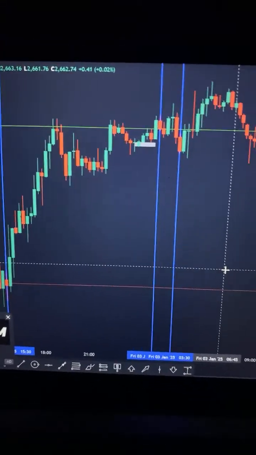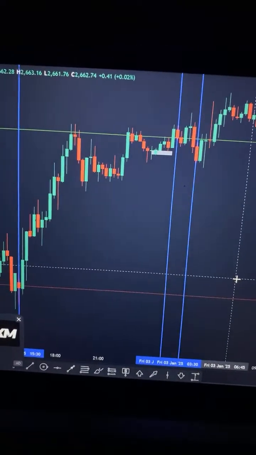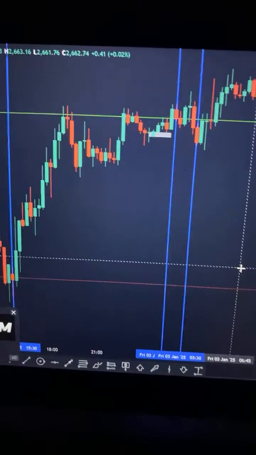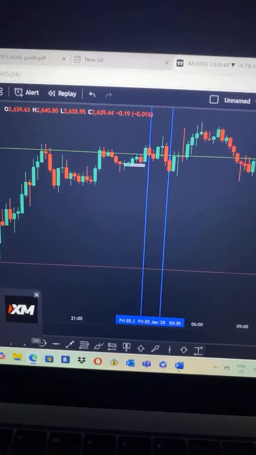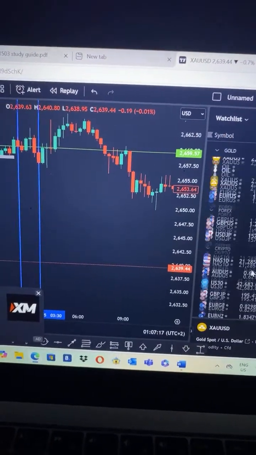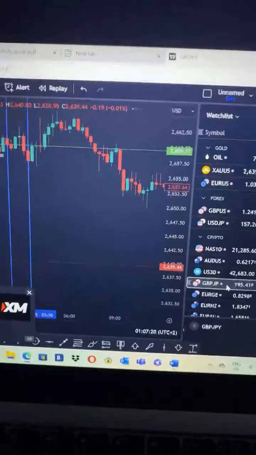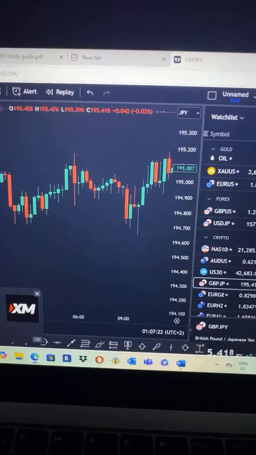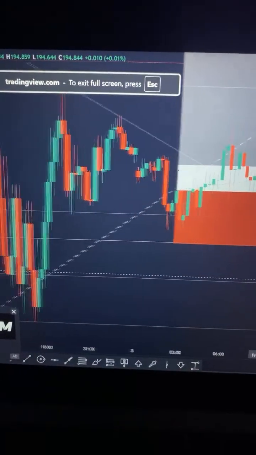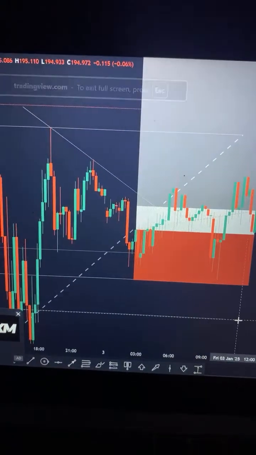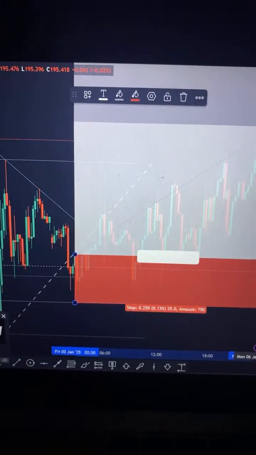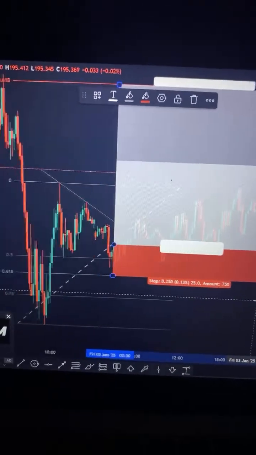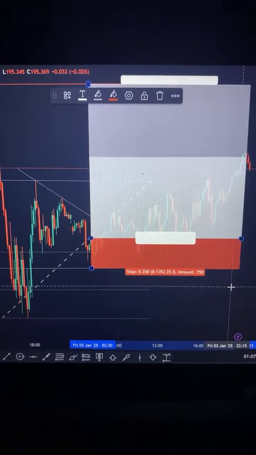You need to understand that when we look at gold and GBP JPY, right? These are the instruments that are quietly tradable during the Asian session. What I want you to understand is the following: during the Asian session on these instruments, particularly GBP JPY and gold, they will never take the same direction. Never, ever will you see GBP JPY and gold take the same direction.